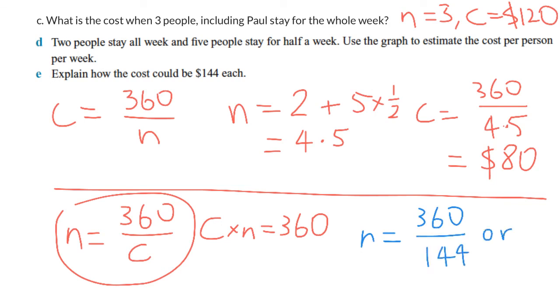or 2.5 people. Now, that's not to say there's 2.5 people staying in the house, like 2 adults and 1 child or something like that. That's to say that there would maybe be 2 people who stay all week and 1 person who stays half a week. Or Paul who stays the whole week, and then 3 other people who stay half a week in some sort of rotation. So the equivalent of 2.5 people for a week, and there are lots of different ways you could get there. I hope this has been helpful.